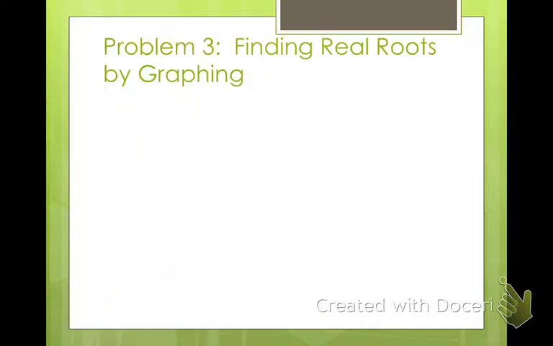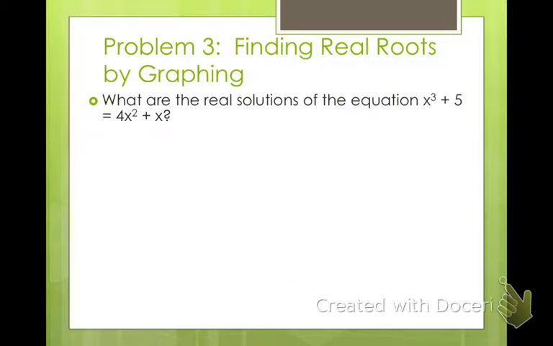Alright, I think we've done enough of these. You kind of get the point. So, finding real roots by graphing. So what are the real solutions of the equation x cubed plus 5 equals 4x squared plus x?